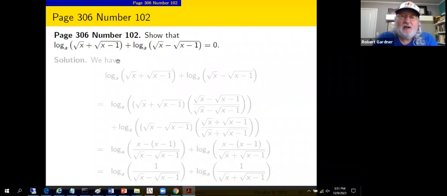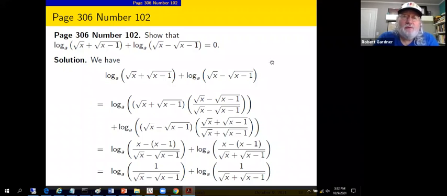Notice what's inside the log functions: plus a square root and minus a square root, which is pretty suggestive in itself. We've encountered these things in Precalculus 1 algebra several times. In particular, maybe rationalizing denominators. We saw things that remind me of this. Okay, so we'll start with what's given. We'll start with the left-hand side.